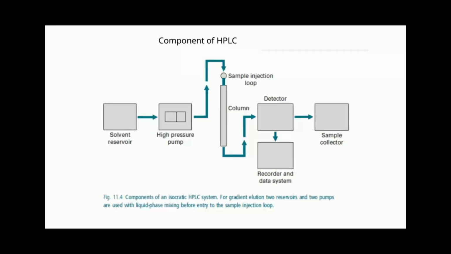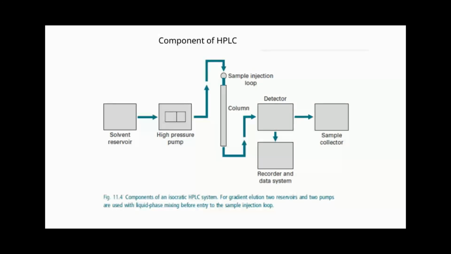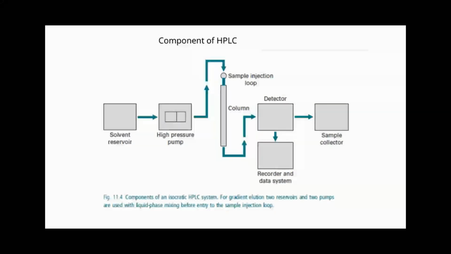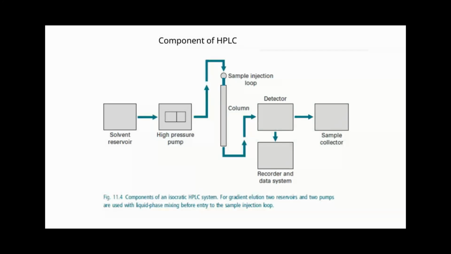The detector follows, which identifies and quantifies the separated compounds as they elute from the column. Finally, the data system records and analyzes the signals received from the detector, providing us with detailed information about our sample. When you understand how each of these components connects and works together, it gives you a clearer picture of how HPLC achieves precise and reliable analytical results.